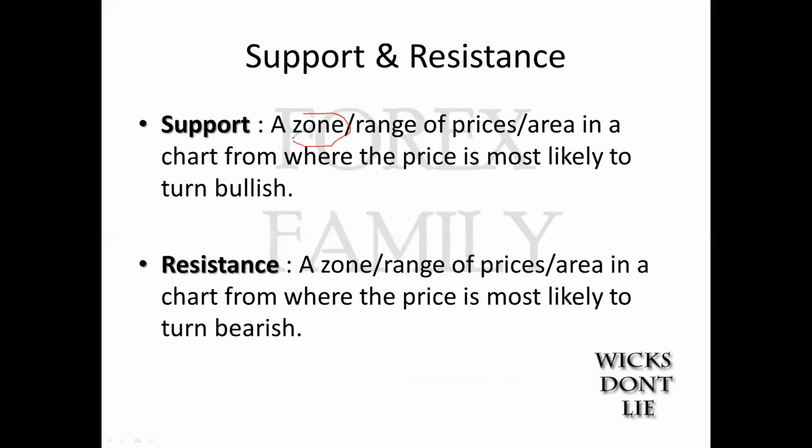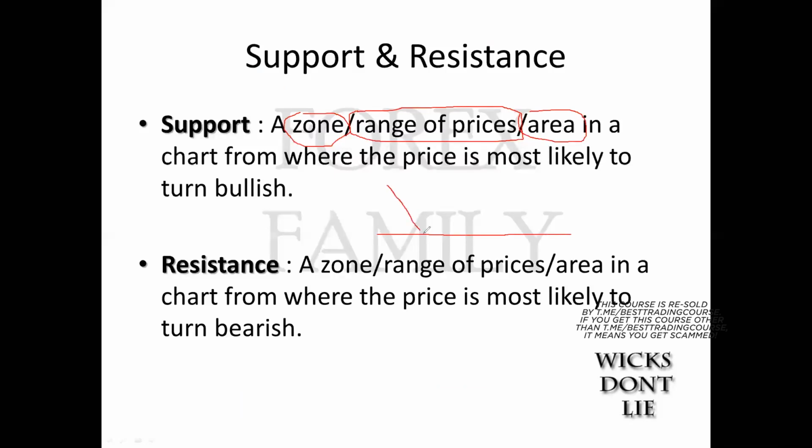It's a zone, which is also the same thing as a range of prices, right? When you have multiple prices in an area, it's a zone. Or it's an area in a chart from where the price is more likely to turn bullish. Simple enough, right? If you have your support zone here and price is coming down, and let's say this is the higher time frame, it's more likely to turn bullish. There's a high probability chance.